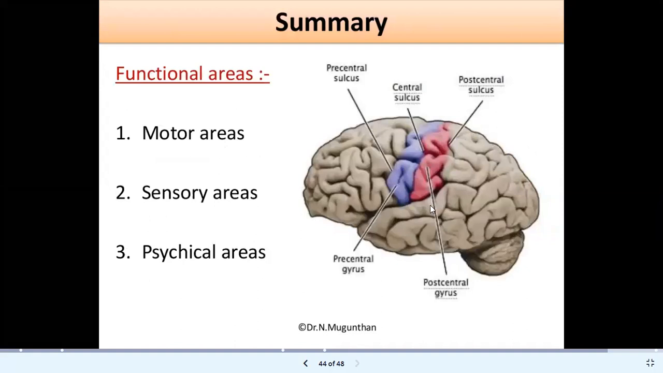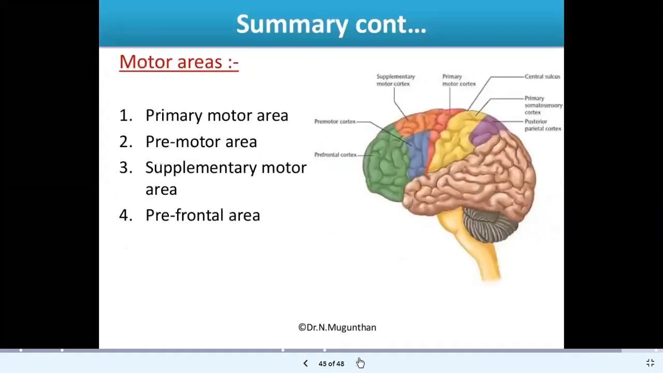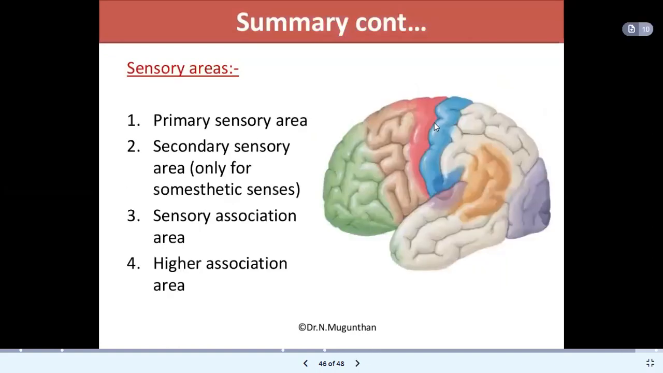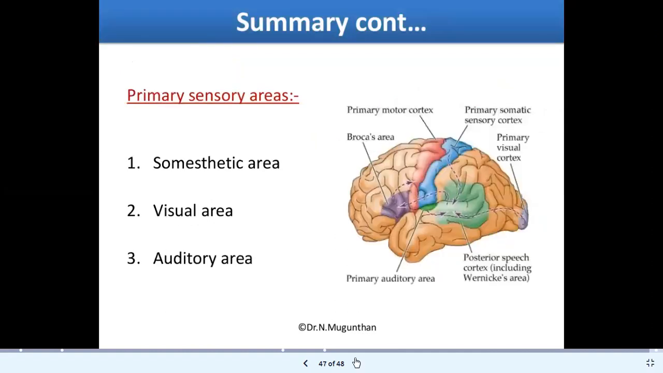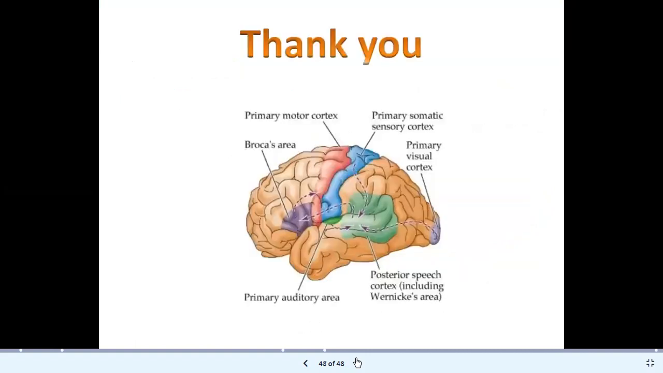We have seen the sensory areas, motor areas, and also, of course, the psychic areas. We have seen the motor areas like the primary motor area, premotor area, supplementary motor area, and prefrontal area, isn't it? Then we have seen sensory areas also, like the primary sensory area, secondary sensory, secondary association and higher association areas. Primary sensory areas, we have seen the somesthetic area, visual area, auditory area, right? So this is all about the functional areas, sulci, gyri.